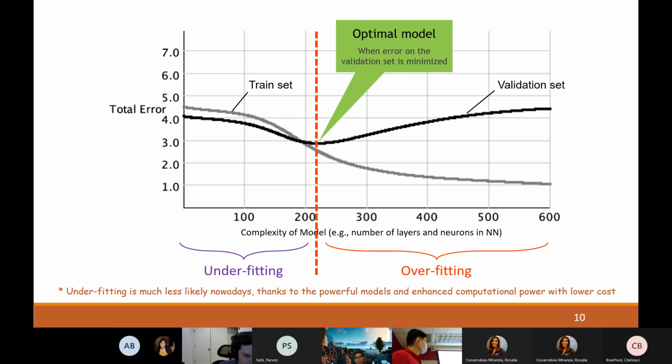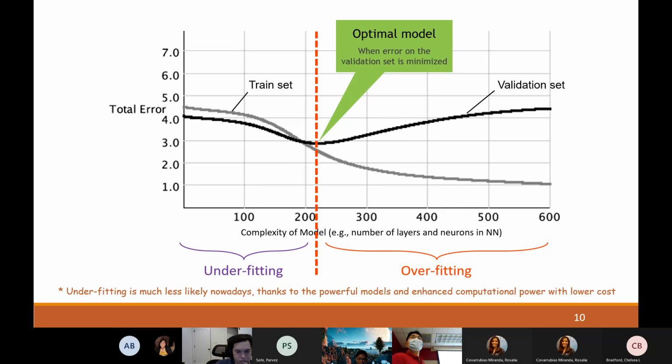So only pay attention to the validation set line and try to find the point that optimizes the performance over there. So here, if the criteria is errors, you want the least error. So you want to find the dip in validation set line, which minimizes the error rate.